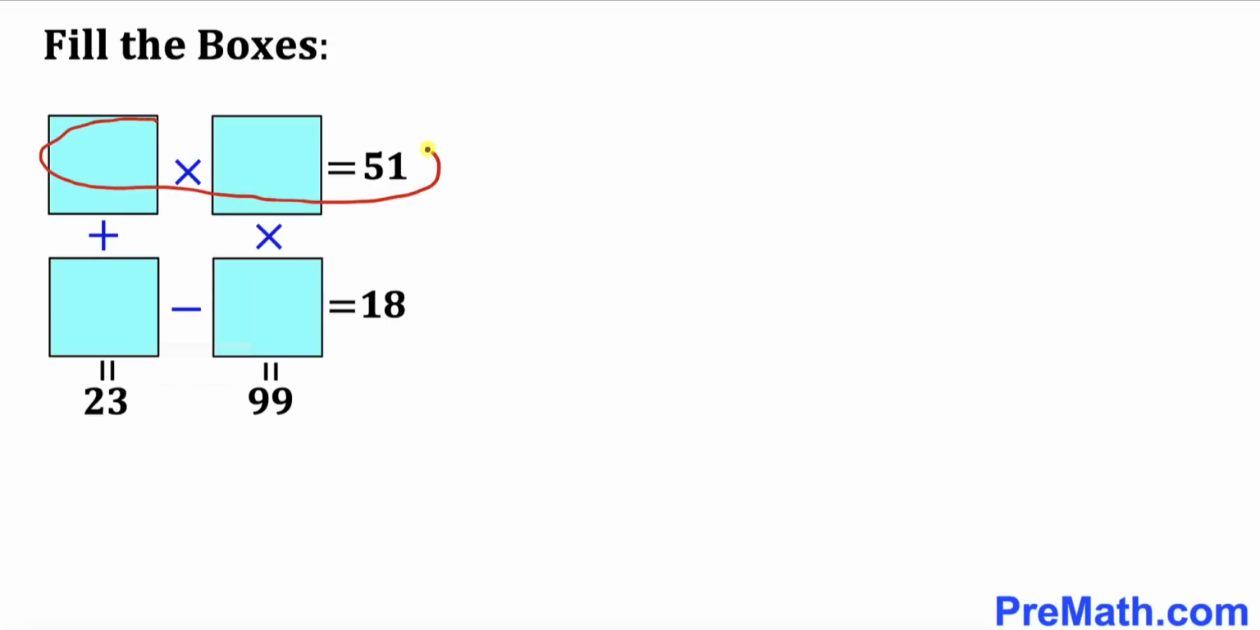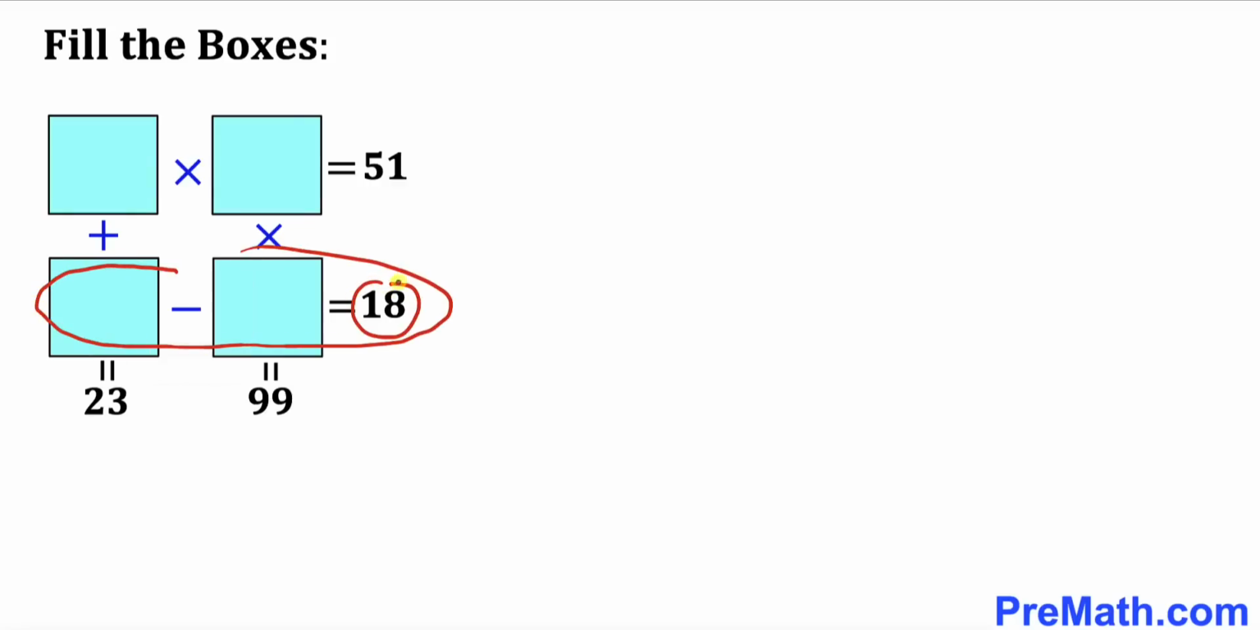In this video, we have these four empty boxes such that if we multiply these two boxes, we are supposed to get 51. And if we multiply these two vertical boxes, we are supposed to get 99. Furthermore, if we add these two vertical boxes, we are supposed to get 23. And finally, if we subtract these two horizontal boxes, we are supposed to get 18. And now we are going to fill out these boxes by figuring out the appropriate values for every empty box.